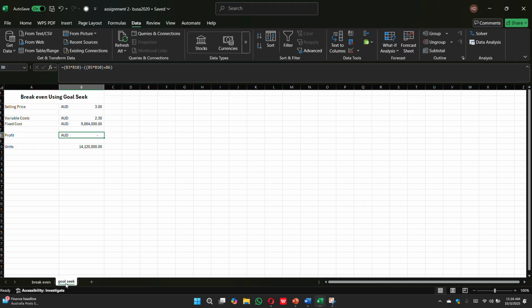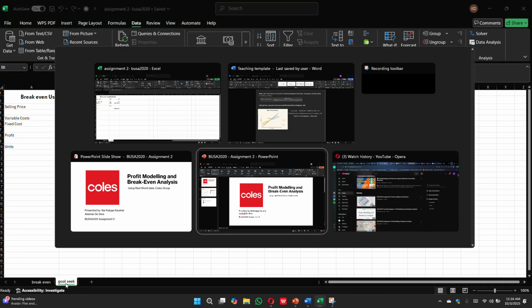This shows the importance of goal seek and how useful it is for companies where, for example, if they're building up a new product or deciding to sell something new, they would need to know how many units they need. And it's important to plan for the future as well. So now let's go back to my presentation.